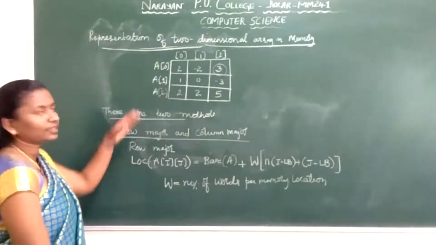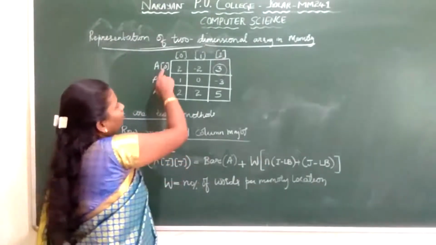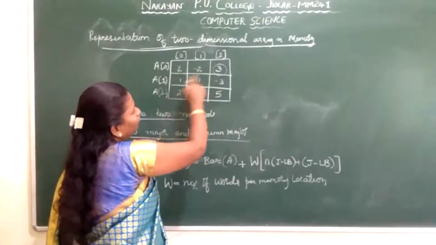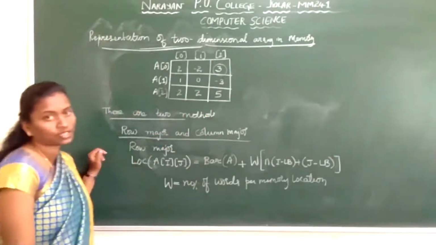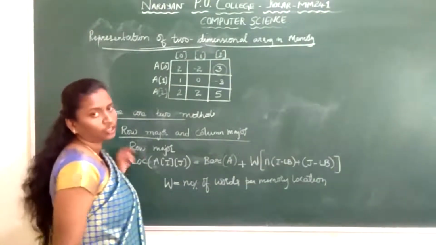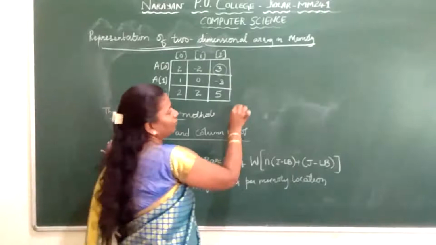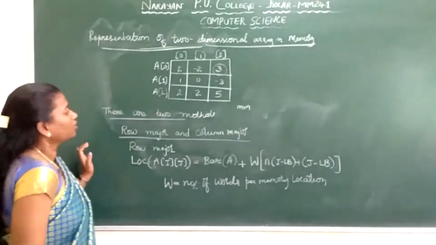I have taken the matrix: 2, minus 2, 3, 1, 0, 0, minus 3, 2, 2, 5. These are the elements which I stored in the matrix in the form of rows and columns. So it is M into N, that is 3 into 3, a 3 cross 3 matrix.